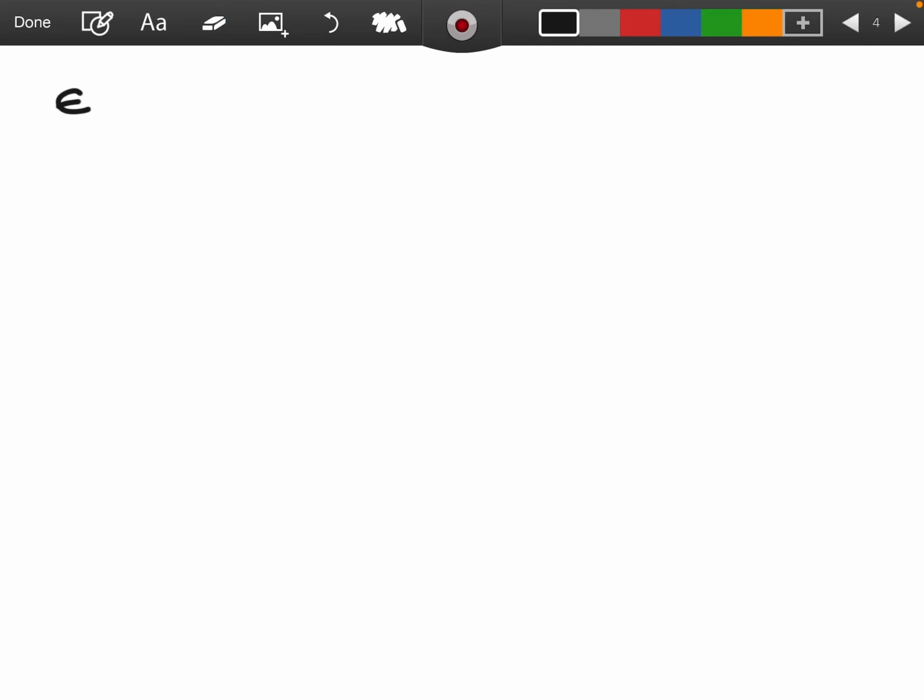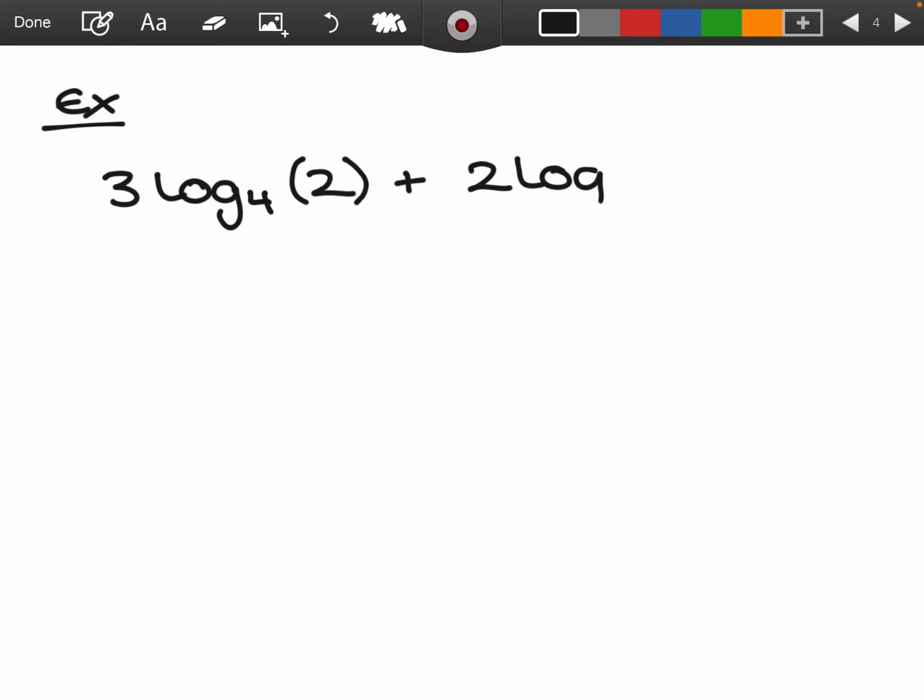Now I'm going to do an example of some of these and make sure that we can use these all together in a particular example. So what I'm going to do here is I'm going to do 3 log base 4 of 2 plus 2 log base 4 of 5. Okay. What I want to do here is I want to use those properties that we went through to combine these into one logarithm. The first problem that I have is these constants at the front of my logs.